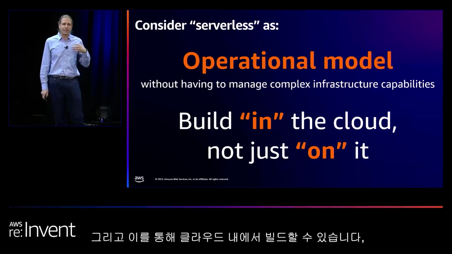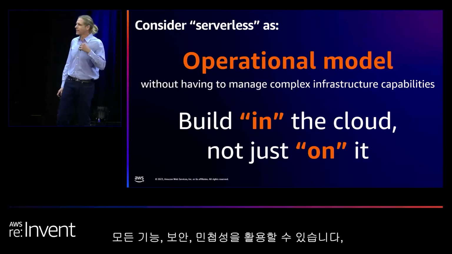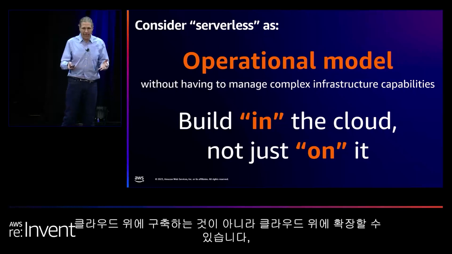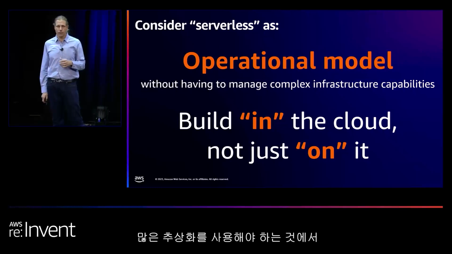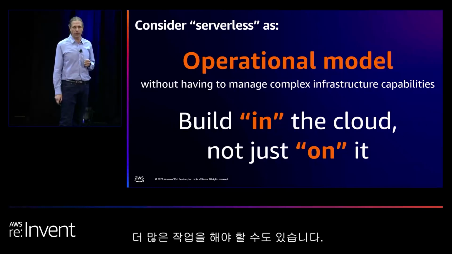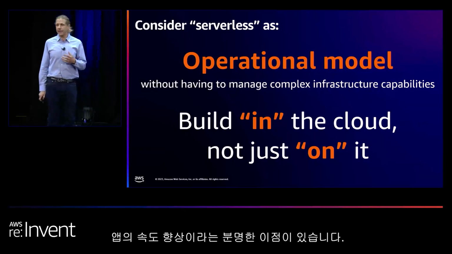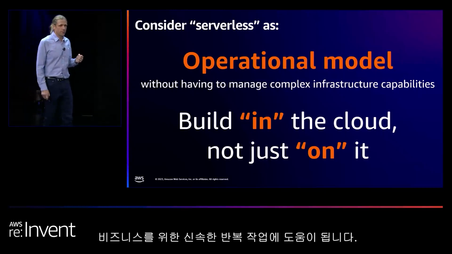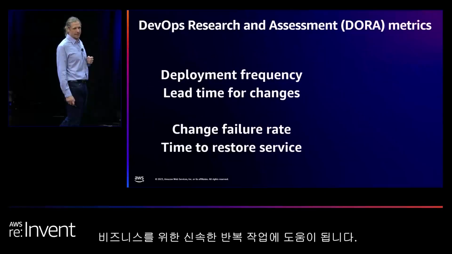And this allows you to build within the cloud, taking advantage of all the features, security, agility, and scale, not just building on the cloud, on top of the cloud, having to use a whole bunch of abstractions that maybe make you do a lot more work. And the benefits are clear. Getting apps faster from prototype into production, and a fast feedback loop, which helps you iterate quickly for your business.